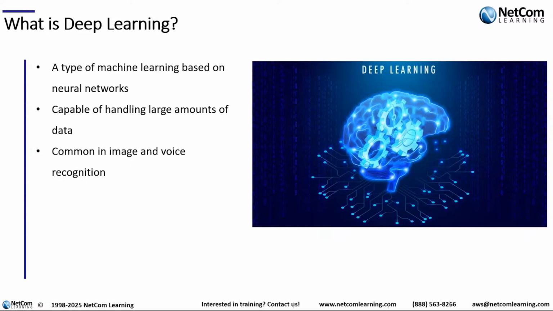Because of this, deep learning has become essential in fields that require complex pattern recognition. One of the most common applications of deep learning is image recognition. For example, facial recognition software uses deep learning to identify people in photos and videos. It's also used in self-driving cars to detect objects like pedestrians, traffic signs, road lanes, things like that.